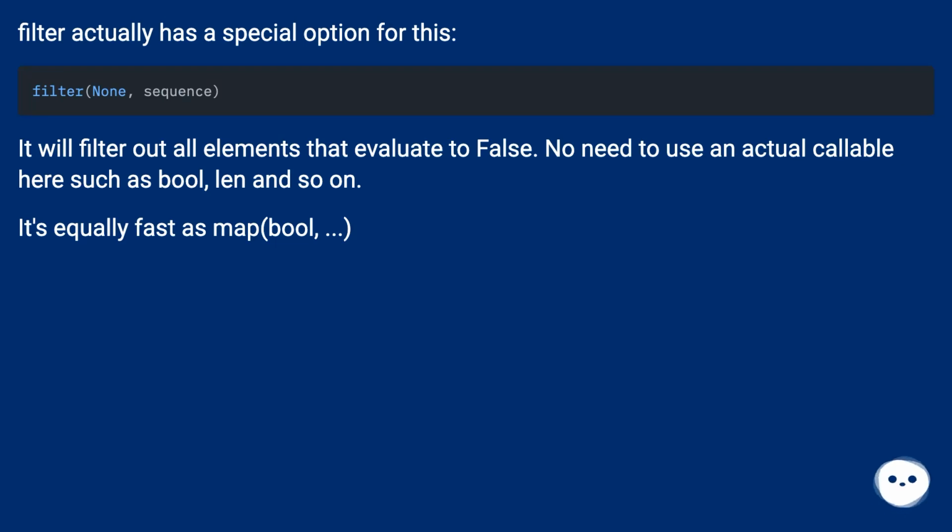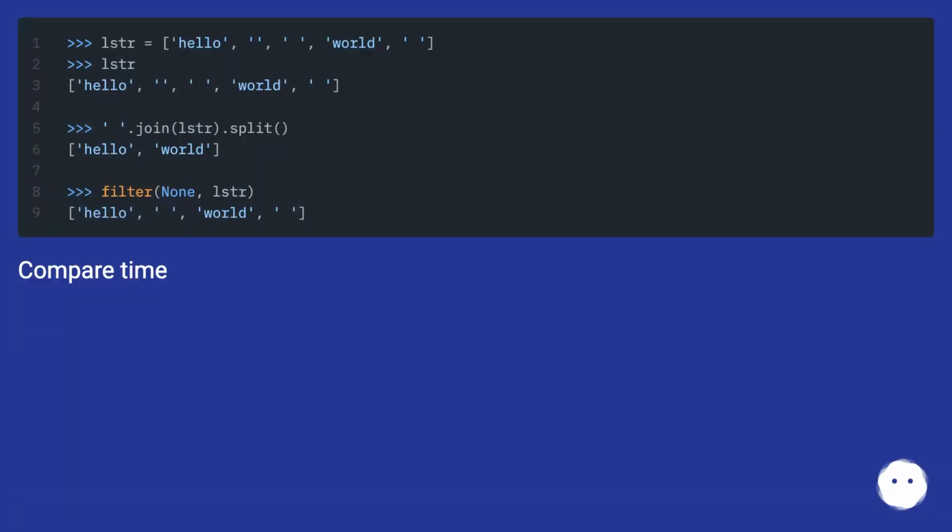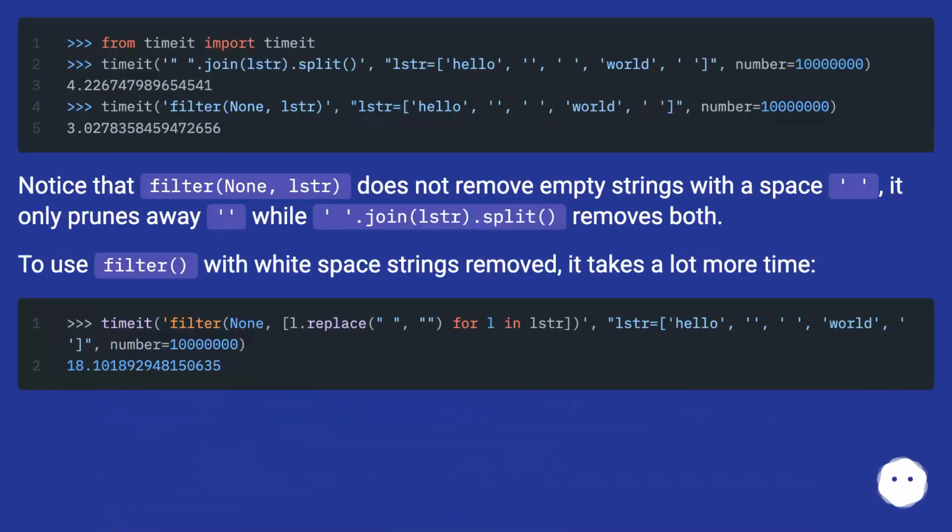Filter actually has a special option for this. It will filter out all elements that evaluate to false. No need to use an actual callable here, such as bool, len, and so on. It's equally fast as map, bool. Compare time.